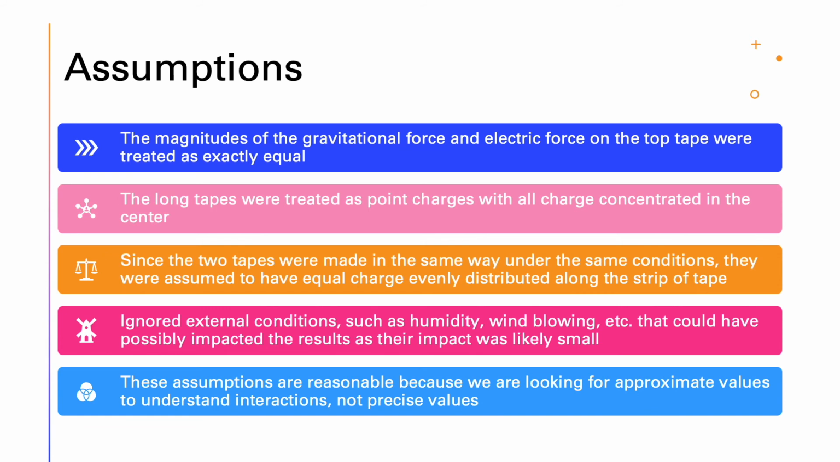The long tapes were also treated as point charges with all charge concentrated in the center. And since the two tapes are made in the same way under the same conditions, they were assumed to have equal charge evenly distributed along the strip of tape. We ignored external conditions such as humidity, wind blowing, air resistance, etc. that could have possibly impacted the results, as their impact was likely small. And these assumptions are all reasonable because we were looking for approximate values to understand interactions, not precise values.